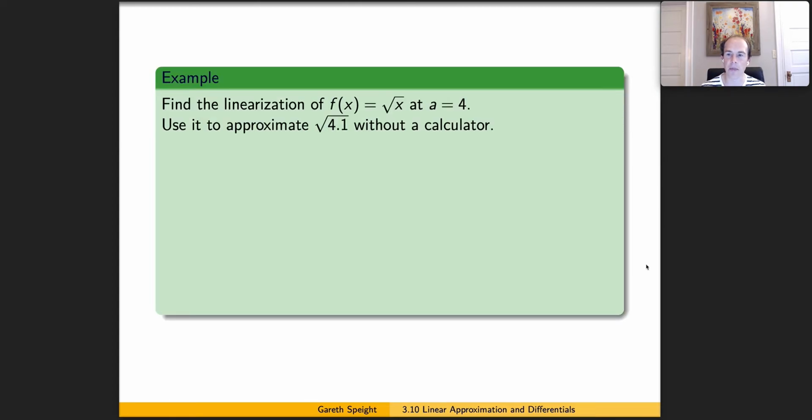Okay, so let's do another example. And here we're actually told what our function f is and what a is. So first, find the linearization of square root of x at a equals 4 and use it to approximate square root of 4.1 without a calculator. So what do we have to do?